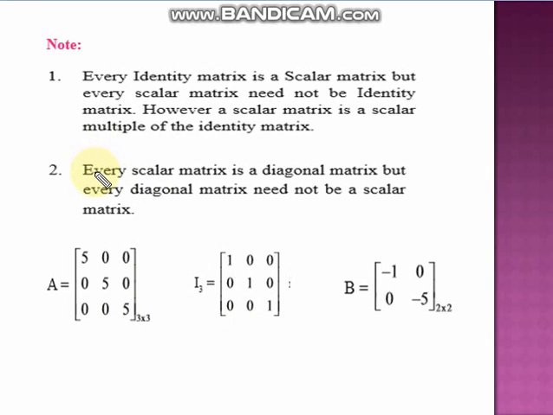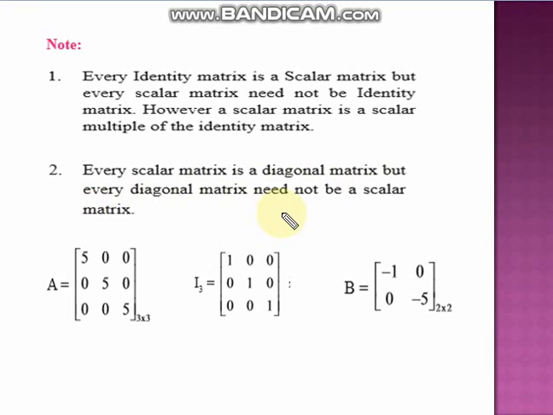Now the next note. Every scalar matrix is a diagonal matrix, but every diagonal matrix need not be a scalar matrix. This is also very clear. Every scalar matrix is a diagonal matrix. That is obvious because in the definition of scalar matrix, a diagonal matrix in which all the diagonal elements are same is a scalar matrix. So for a scalar matrix, first of all the matrix should be diagonal. So every scalar matrix is a diagonal matrix, which is quite obvious.